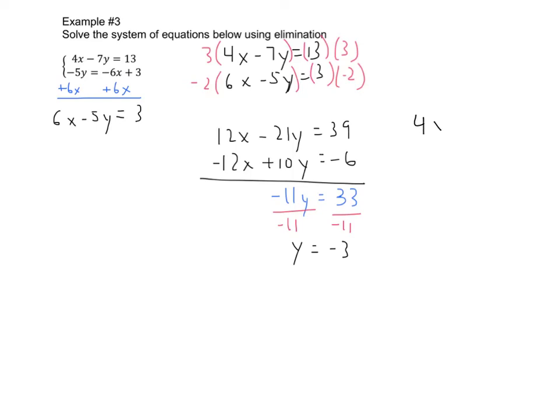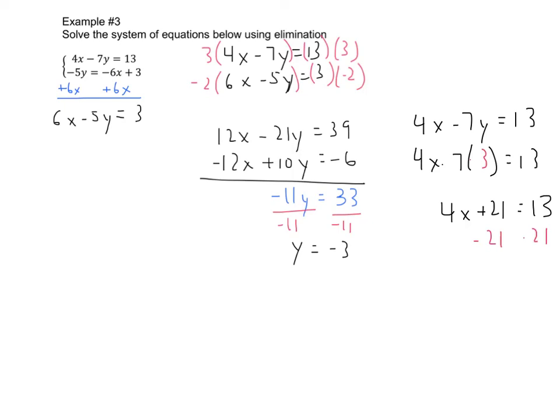We had 4x minus 7y equals 13, and so we have 4x minus 7 times my y value. The y value was negative 3. So now I have 4x plus 21 is equal to 13. Next, let's subtract 21 from both sides. Now we have 4x is equal to negative 8. And then if I divide both sides by 4, we get x is equal to negative 2. So our final answer is the point negative 2 comma negative 3.